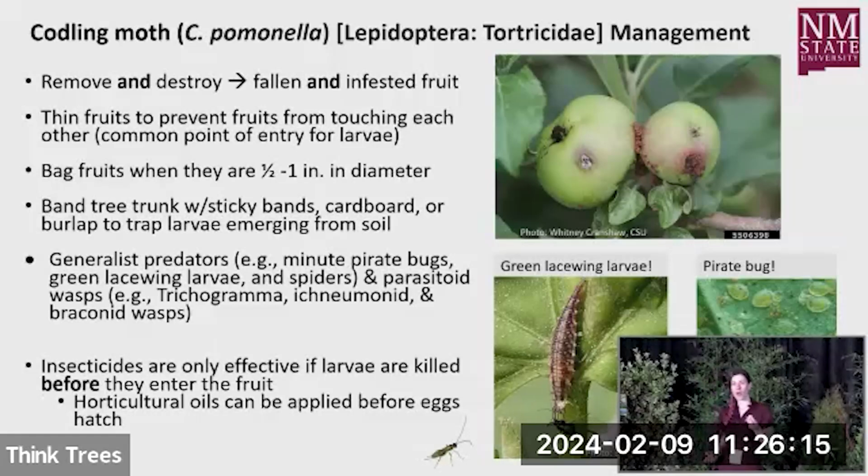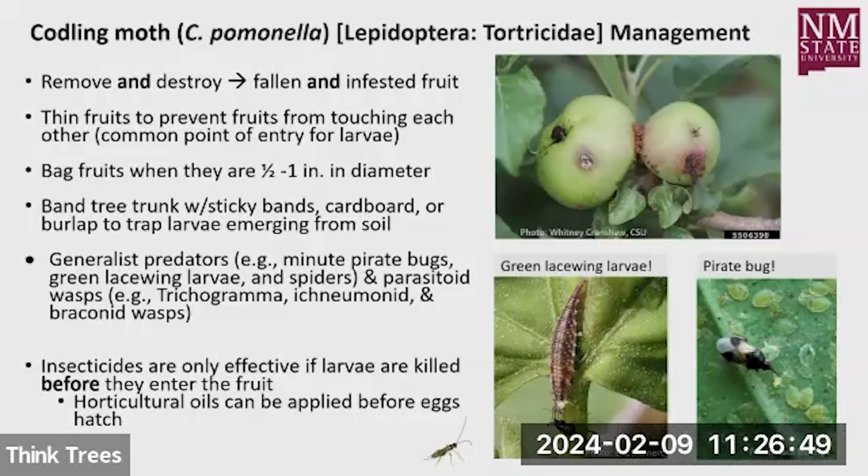Bagging fruits when they're smaller is practical if you have a couple of trees in your yard, but not if you have a whole orchard. But that is one mechanical strategy that you can use. Banding trees with sticky traps: some of these, they say, put cardboard with the sticky glue on it, but you discard it later. It's on the tree, not in the soil. And there are predators that like to feed on these guys: minute pirate bugs, green lacewing larvae, spiders, parasitoid wasps. So thankfully there are a lot of things that like to eat them.